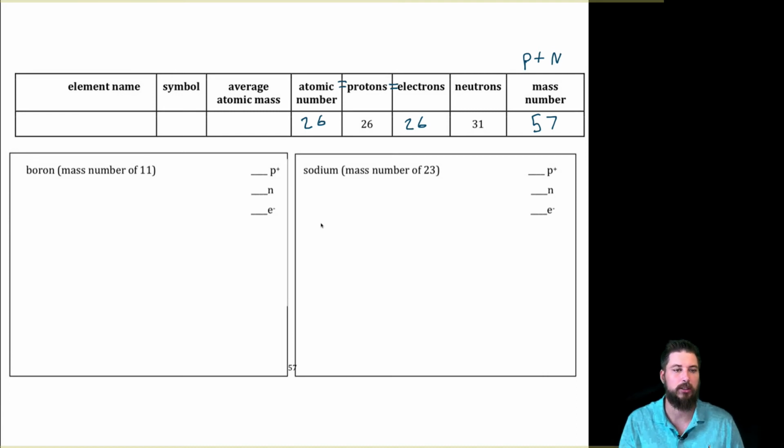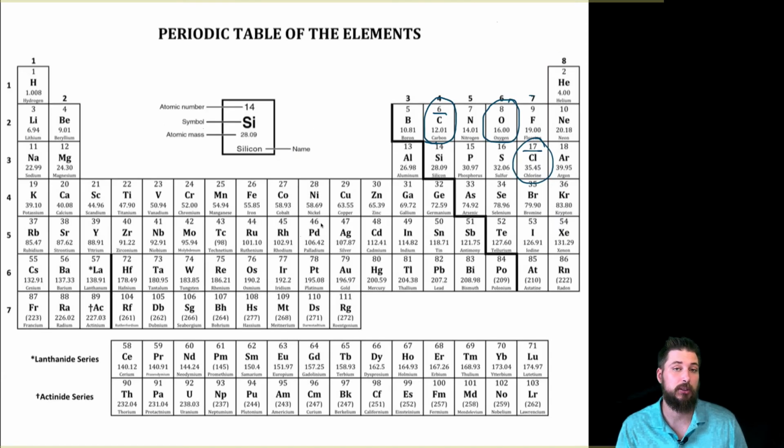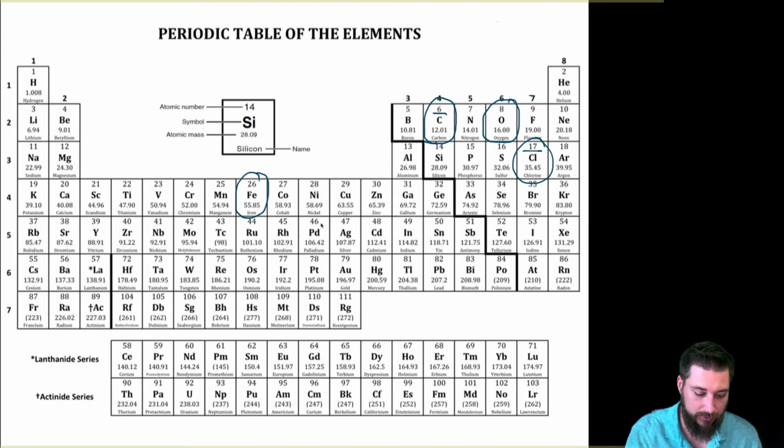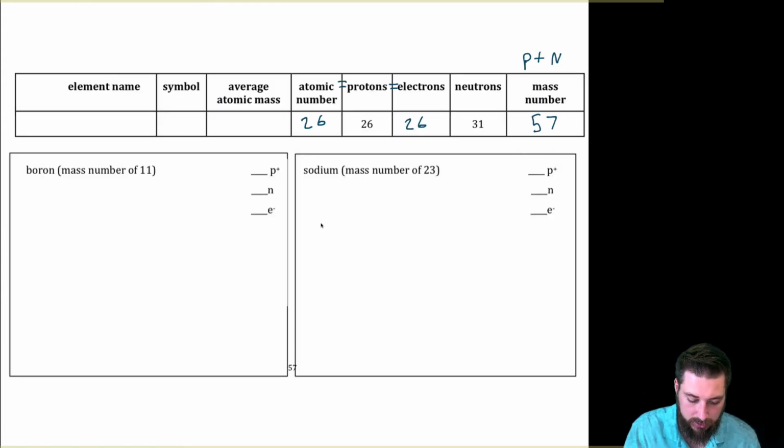Well, what about the element name, symbol, and average atomic mass? We have to look at the periodic table for that. Remember, it has an atomic number of 26. If you look at the periodic table, what has an atomic number of 26? Here we go. Notice how it's iron. Iron has an atomic number of 26. Notice how the symbol is Fe. That's because the Latin word for iron is ferrum. So let's put in the symbol and the name. The symbol is Fe, and the name of it is iron.